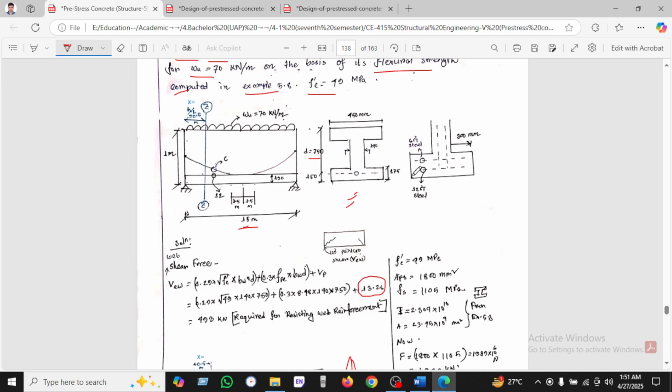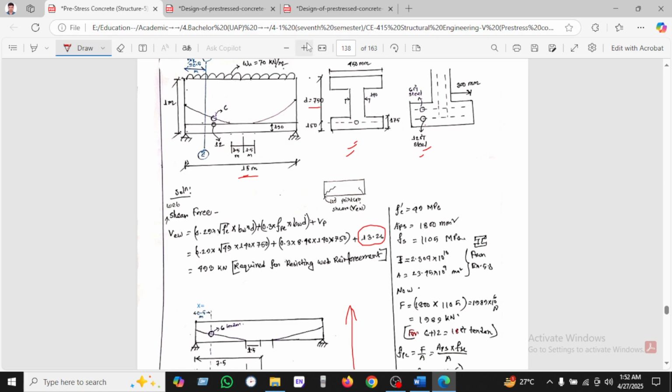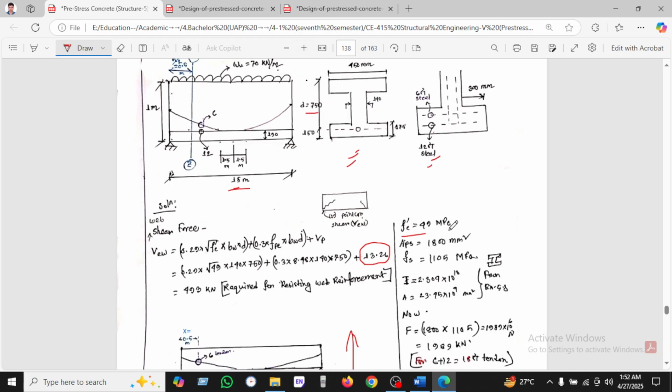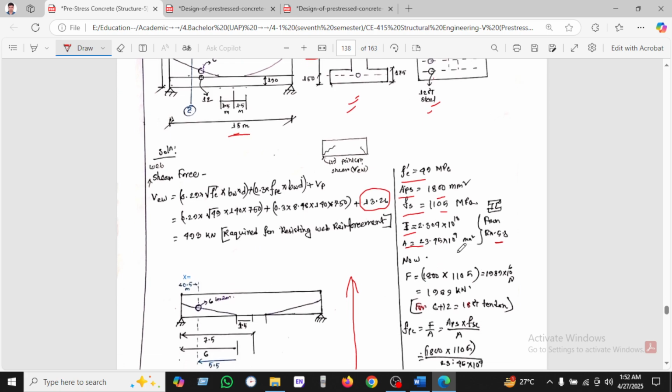In the bottom section we see 12 tendons, and the top fiber has 6 steel. So in total we can see 18 steel. Okay, let's start. F prime C is given as 49, the steel area is given, and Fs is given, and the section moment of inertia and area are taken from the previous example.